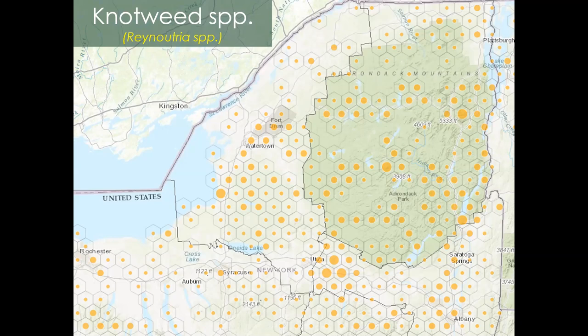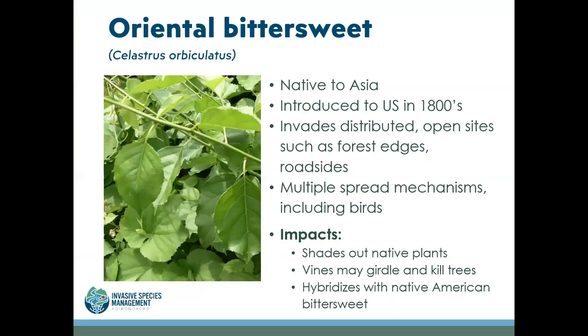Next, we'll discuss oriental bittersweet, so changing from an herbaceous plant to a woody one. This is also native to Asia and was introduced again in the 1800s. It prefers open sites where it can get a lot of sun, such as roadsides, forest edges, and fields. It has multiple spread mechanisms, including bird-dispersed berries, and it can form large, dense mats that shade out our native plants, and its climbing vines may girdle and kill trees.